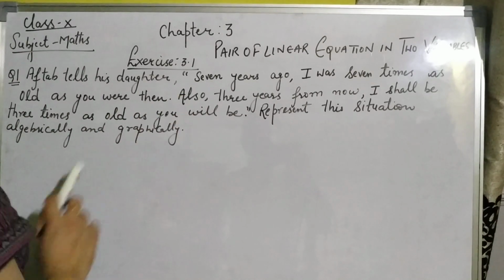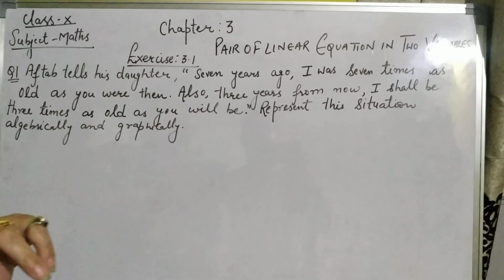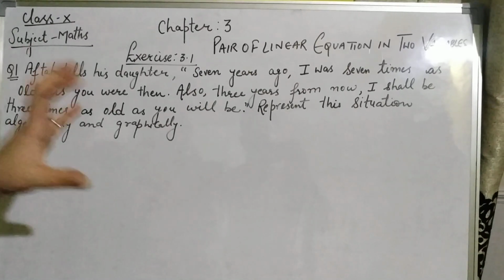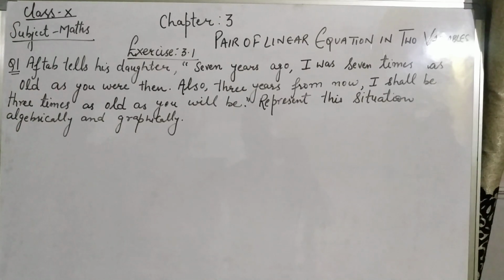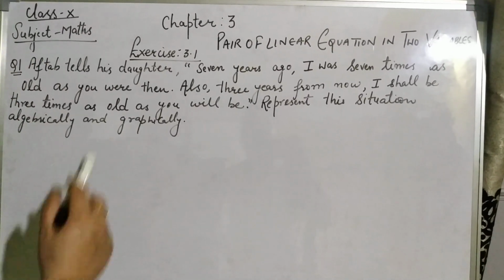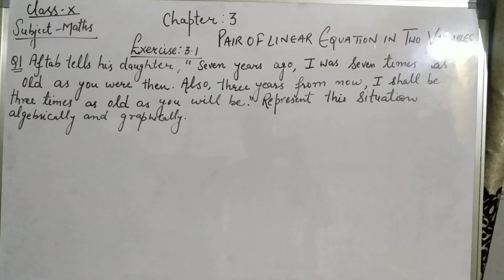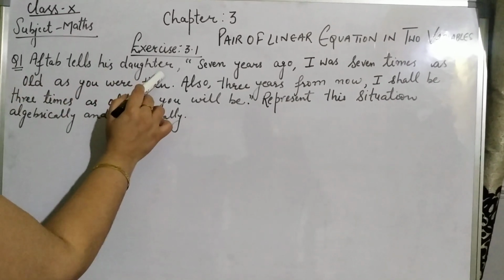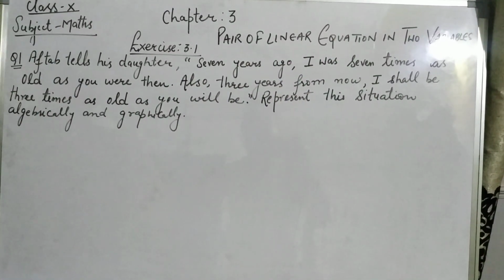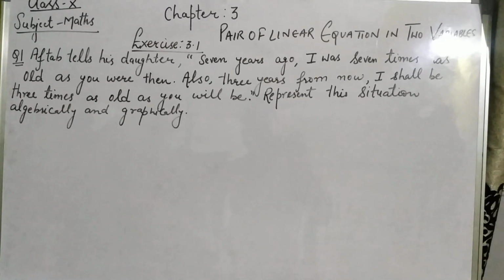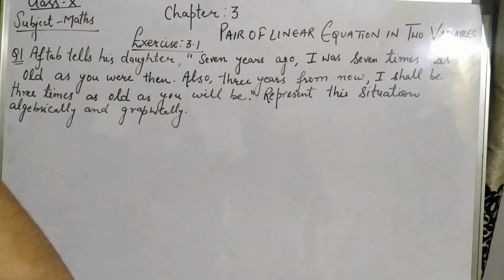Now, there are two situations because we have to find linear equation in two variables. Whenever we have to find the linear equation in two variables, it means we are given two things, and we have to suppose one thing as x and another thing as y. Here in this question, Aftab tells his daughter, 7 years ago I was 7 times as old as you were then. Here we are talking about the age of two persons. One is Aftab and the second is his daughter. And we have to represent the situation algebraically.